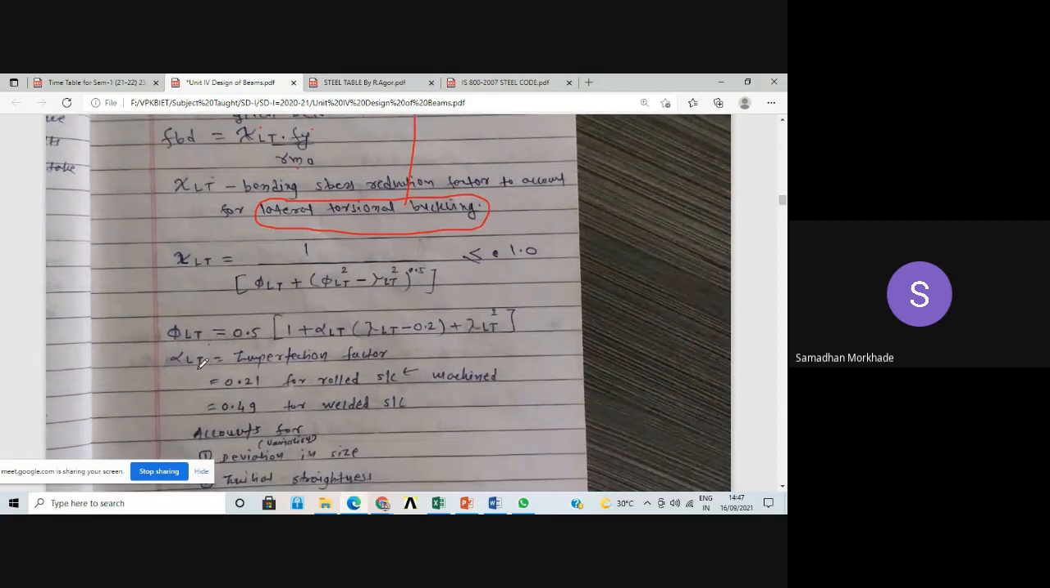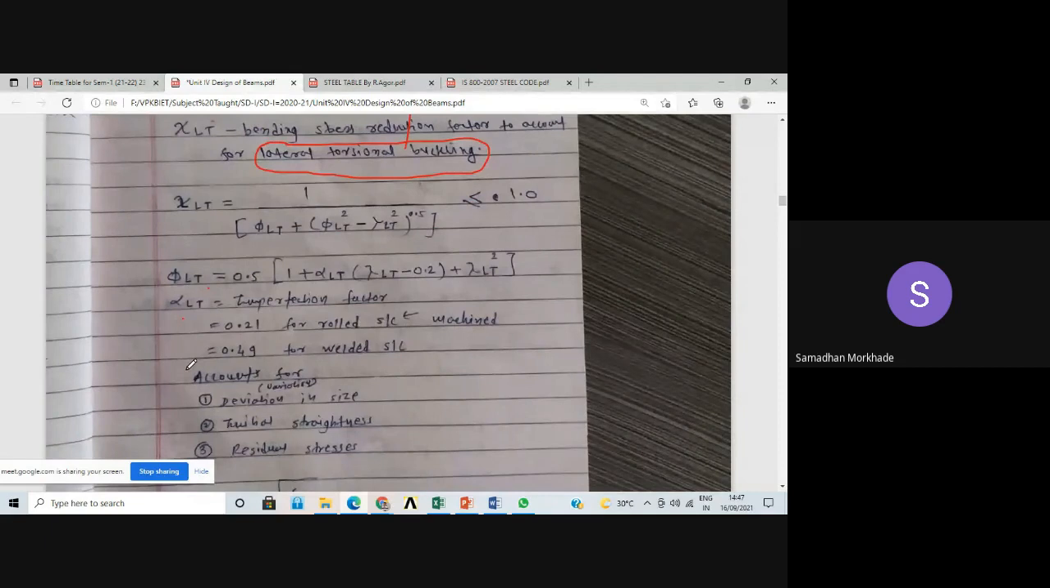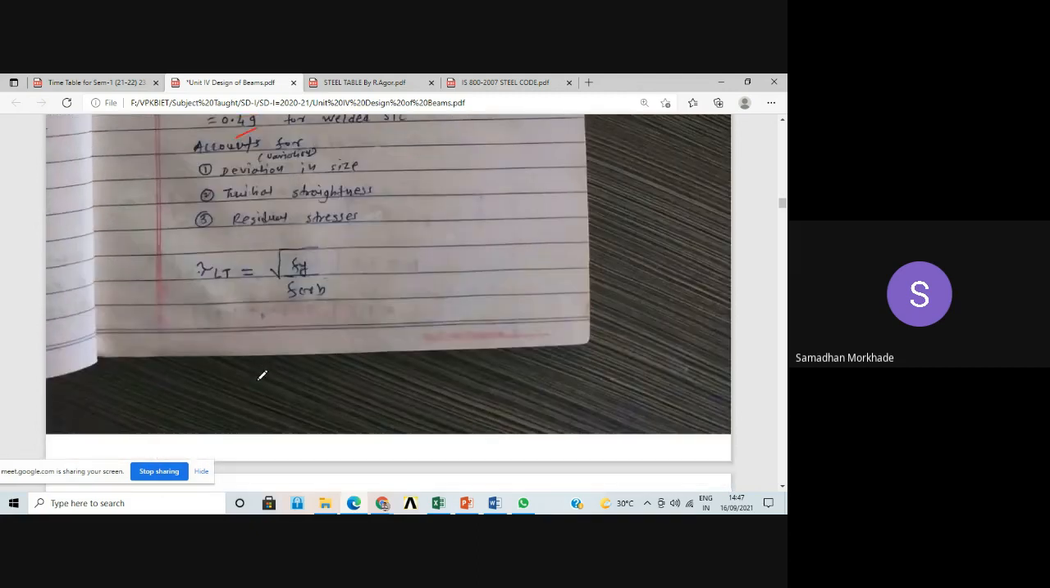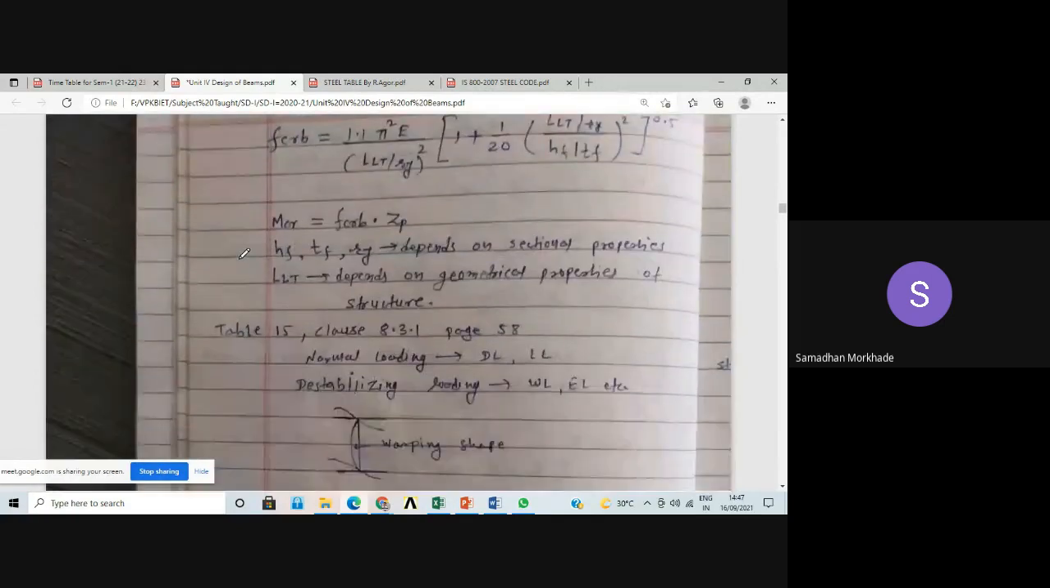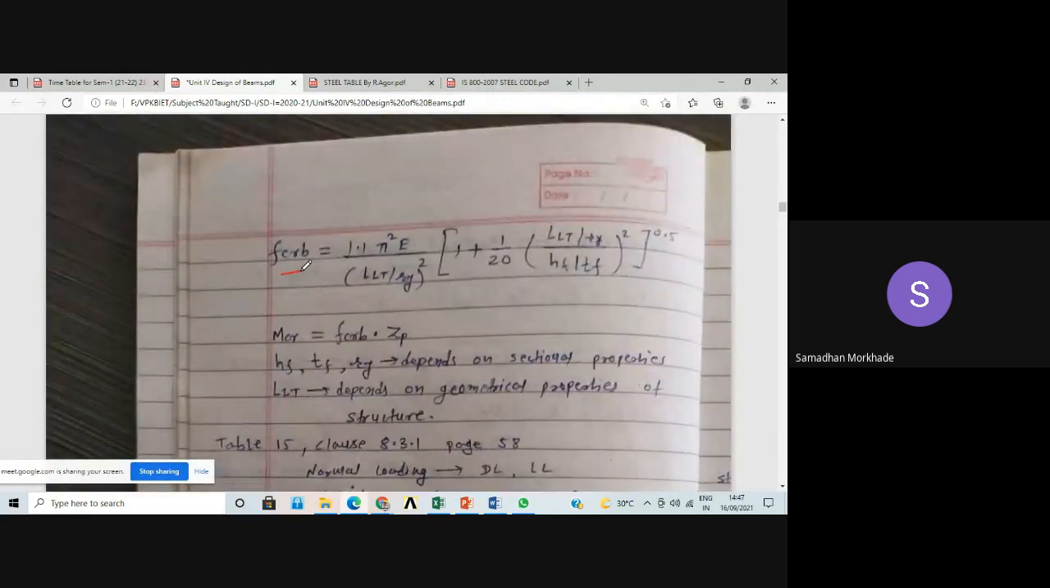Then phi LT, alpha LT, the imperfection factor. Yesterday we discussed what imperfection is: nothing is perfect, so there will be a slight deviation in the cross sections, sizes and initial straightness. These are the causes of the imperfections. For rolled sections it is 0.21 and for welded sections 0.49, and this is lambda LT, and after that this is the FCRB big formula.